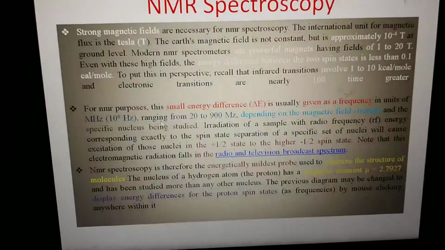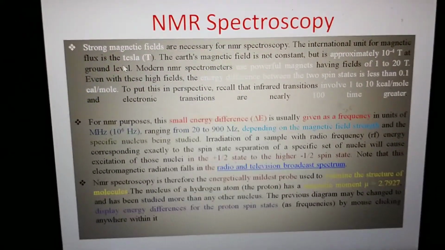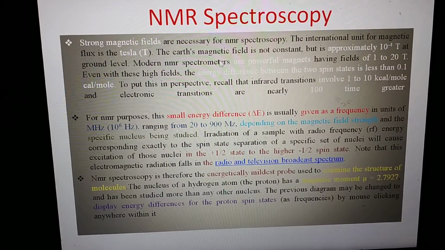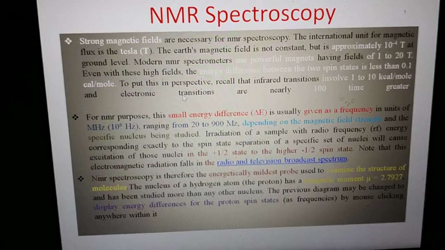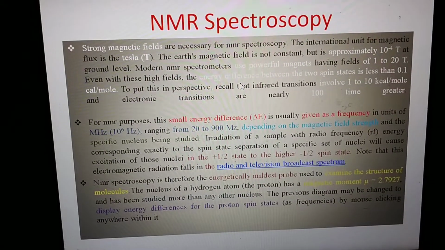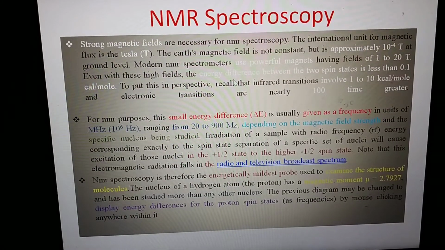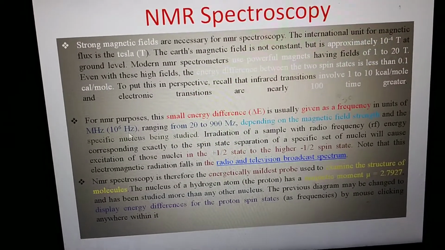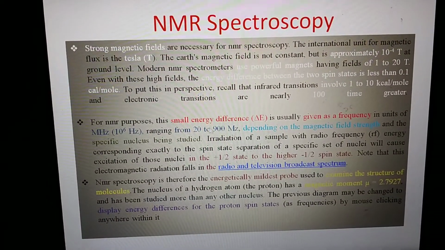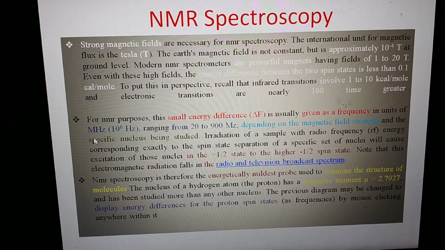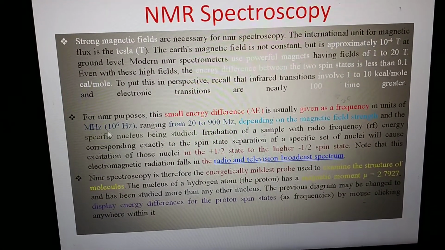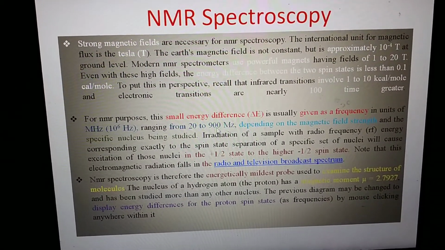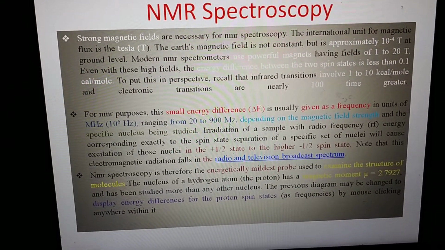Coming to the third slide, the magnetic field which is applied has the unit Tesla. For differentiation in the spin energy state of each atom, 1 to 10 kilocalorie per mole of energy is required. These energies are applied in megahertz, and 1 megahertz is equal to 10 to the power 6 hertz, ranging from 20 to 900 megahertz depending on the magnetic field strength.